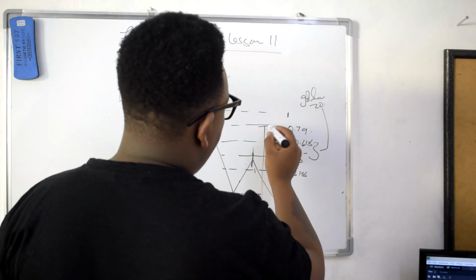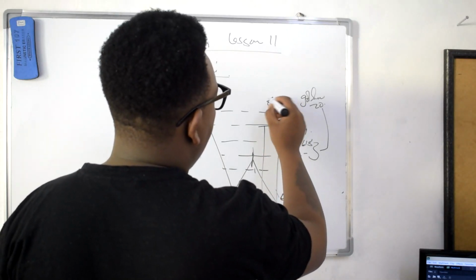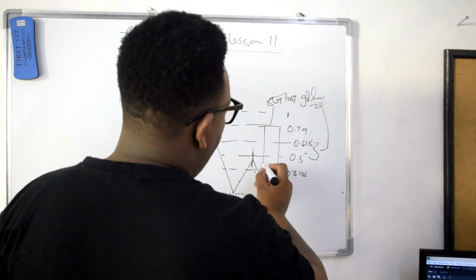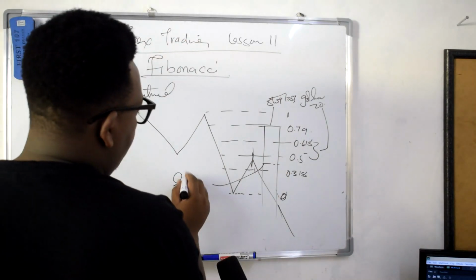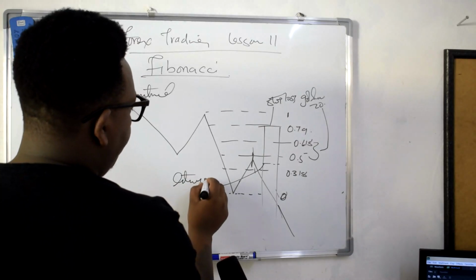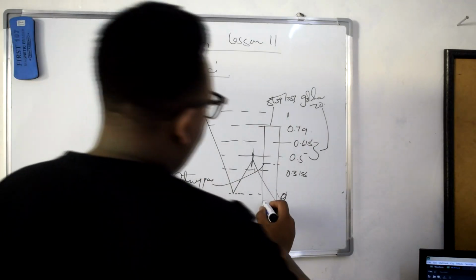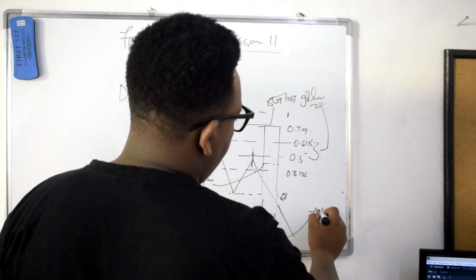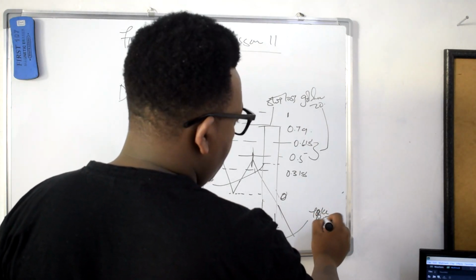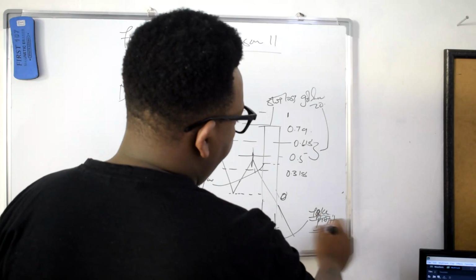0.79. So I place my stop loss around here. This is my stop loss. My entry definitely will be in between the 0.5. That will be your entry point. Then of course your take profit will be around this area. Take profit will be around somewhere there.